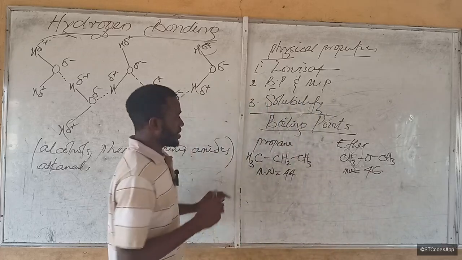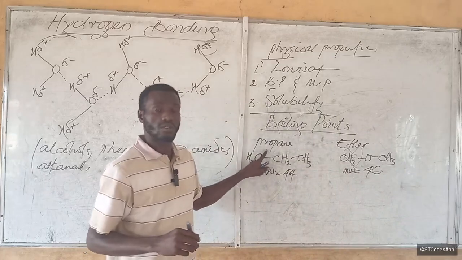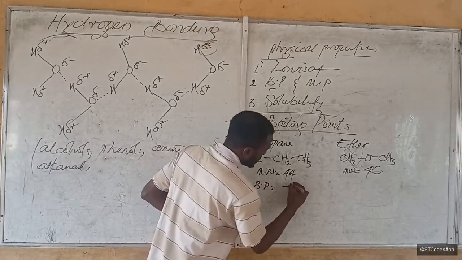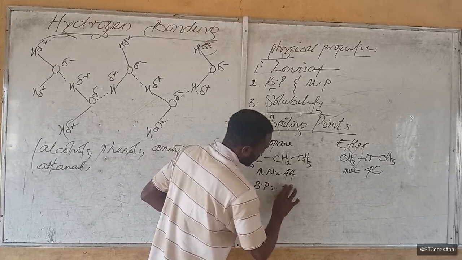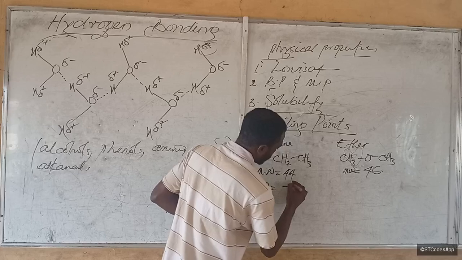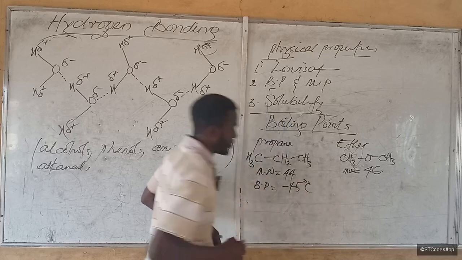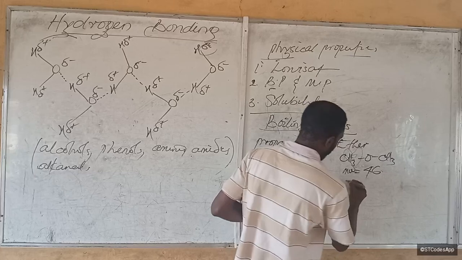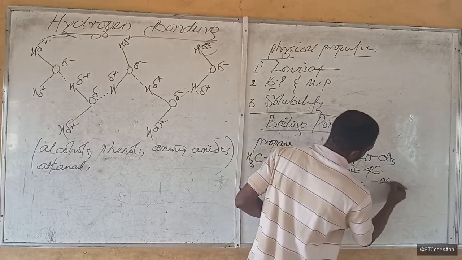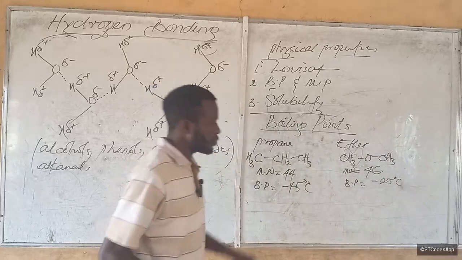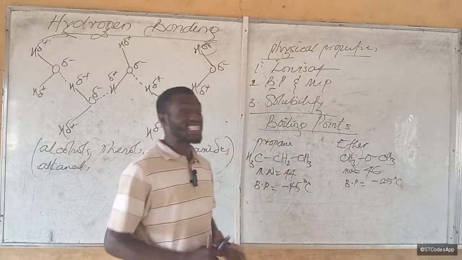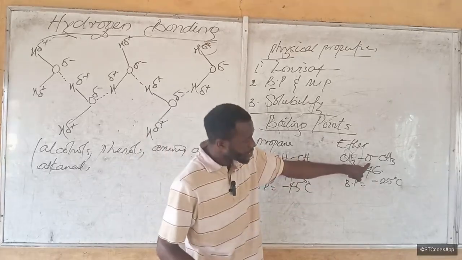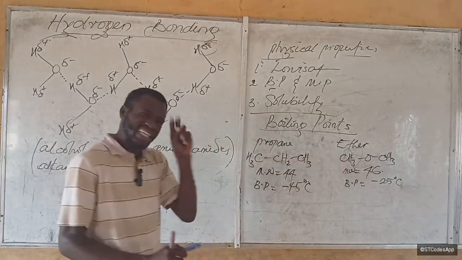Now, the observed boiling point of propane is actually negative 45 degrees Celsius. But the observed boiling point of methoxymethane is actually negative 25 degrees Celsius. So you notice that its boiling point is quite higher. It's not exactly high, but it's relatively higher than propane. Why is that? Because of the oxygen here that creates a sort of dipole.